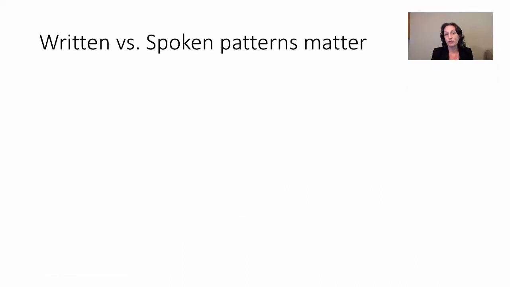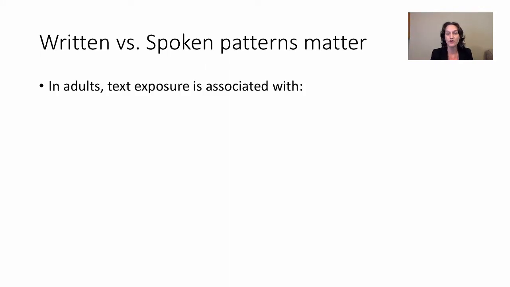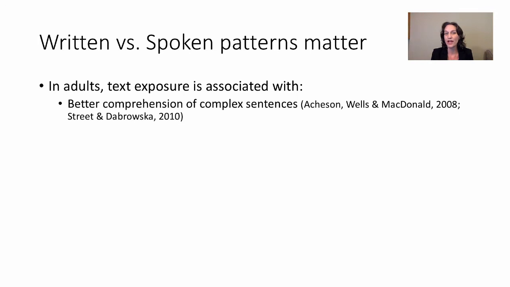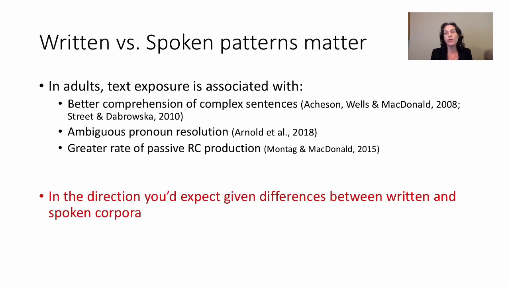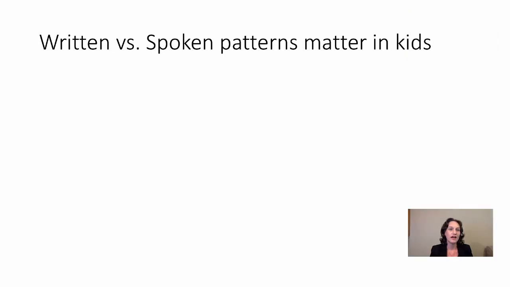And so I believe that these written versus spoken patterns really matter. In adults, more text exposure is associated with things like better comprehension of complex sentences, better ambiguous pronoun resolution, greater rates of passive relative clause production. What's really important about these findings is that they're in the direction that you'd expect, given differences between written and spoken corpora. So we can see differences between written and spoken language and use those differences to make predictions for behavior. And we see written and spoken patterns matter in kids, too.